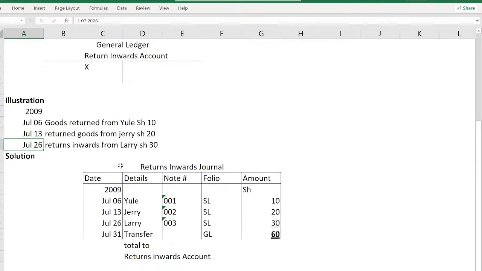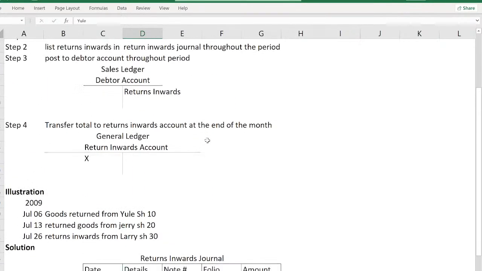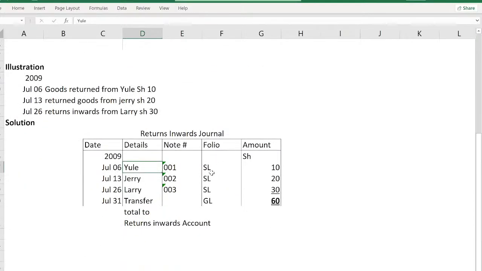So the solution is the same. We have the title, the return inwards journal. So you have to have the dates, the detail, the note, and the folio and the amount. So the date you have July 6. So goods were returned from, or the return inwards by Yule. So this is the sale ledger. So we can talk about the folio to be SL. So shilling 10.